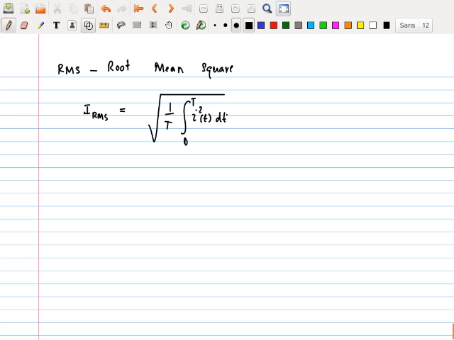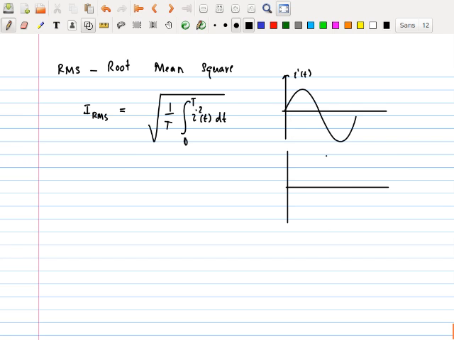Is there an importance of the RMS value, or did somebody just come up with the RMS value so we have to learn it? Now just take a look at it. If you have a sinusoidal signal called I of t, right? I of t.